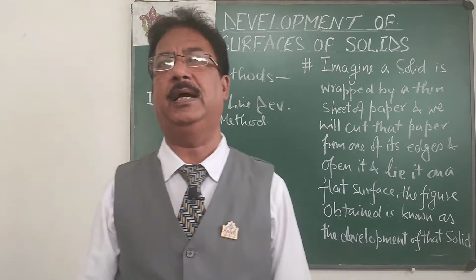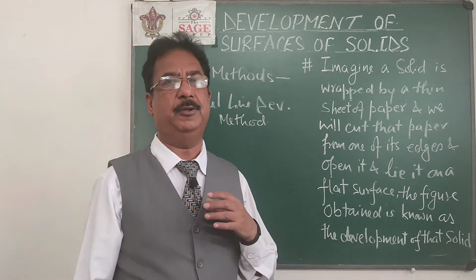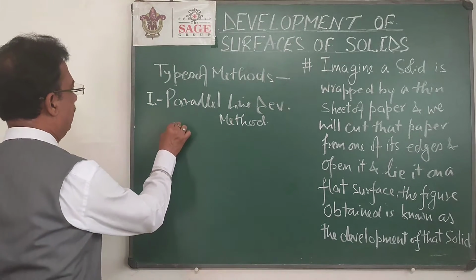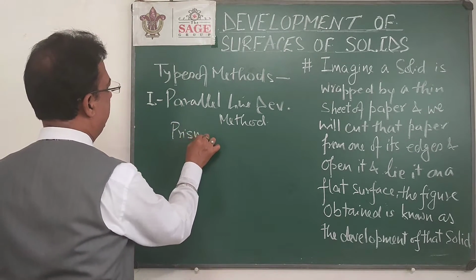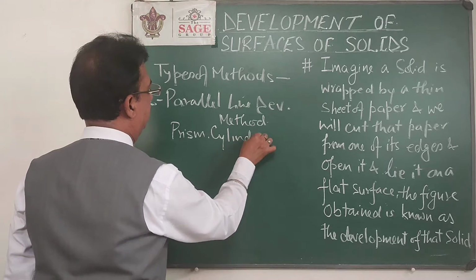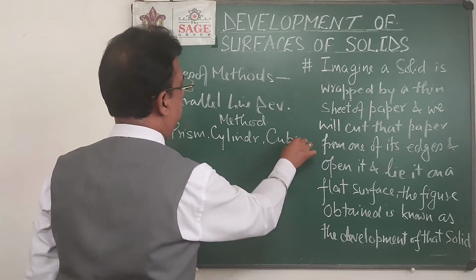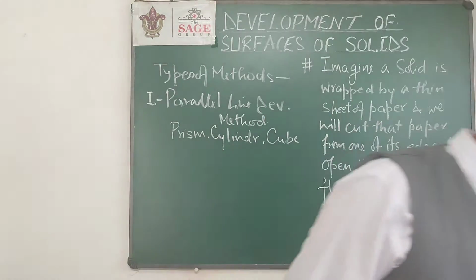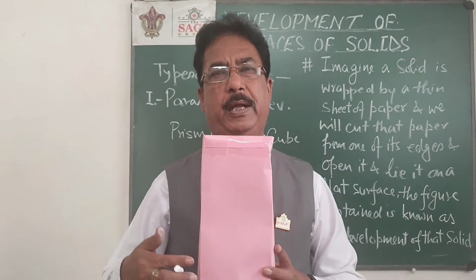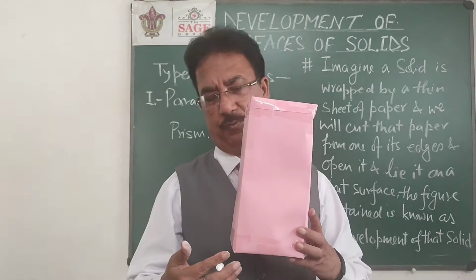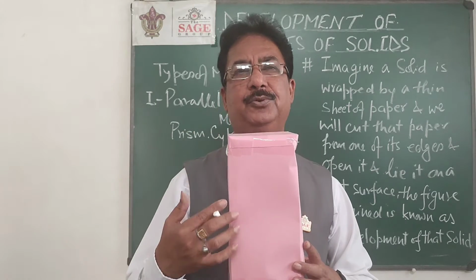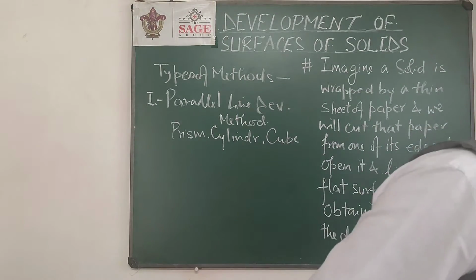As the name suggests, the surface of the object is opened along 2 parallel lines. The solids developed with the help of the parallel line method are prism, cylinder, cube, all those solids in which we get this length also true in the front view, and the development is along 2 lines. One line is from this edge and the second line from this edge. So the height will be true and the figure will be developed.